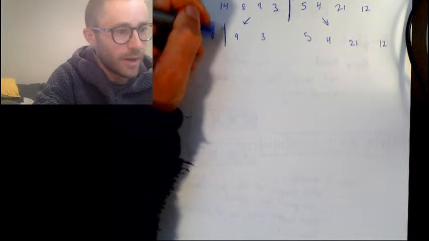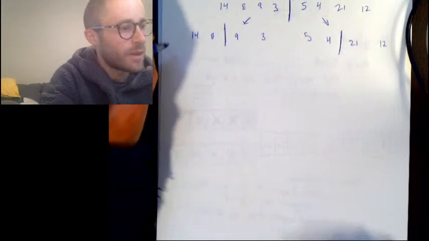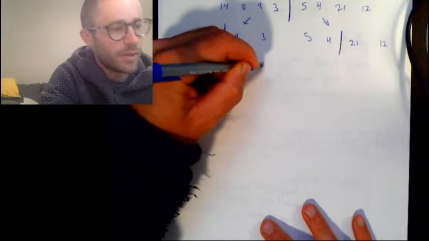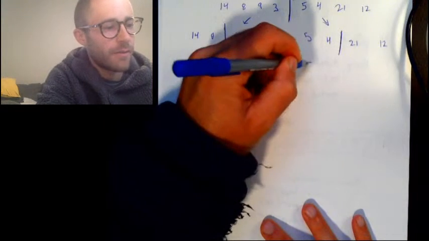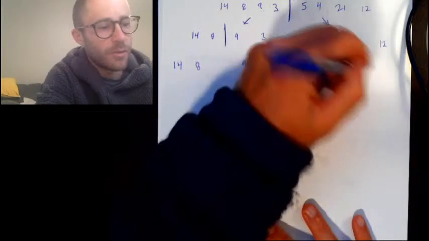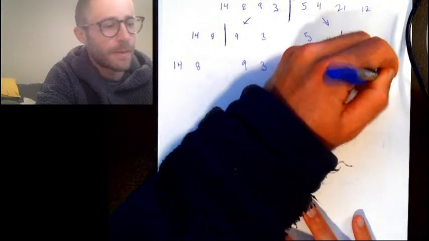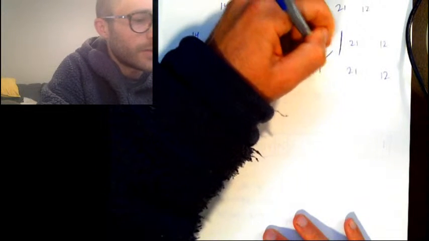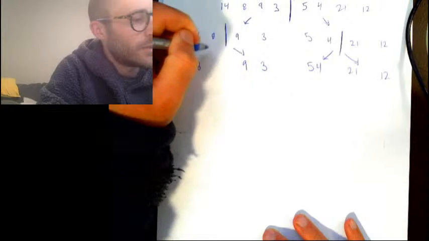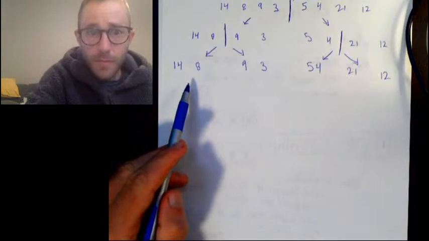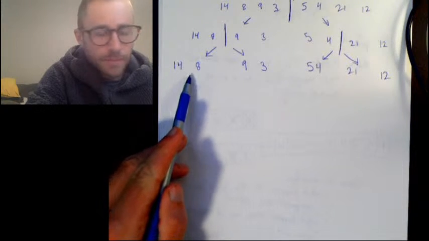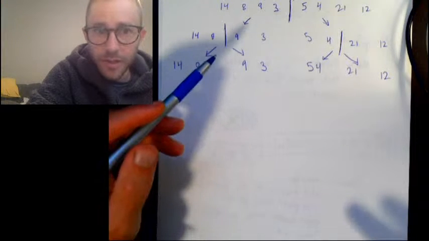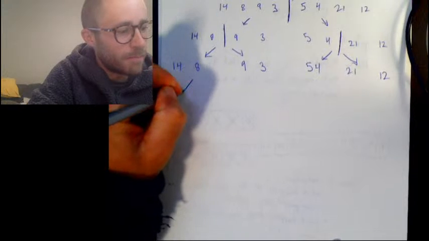So I split this one in half. I split this one in half. So now I have 14, 8. I have the array 9, 3. I have the array 5, 4. I have the array 21, 12. Okay, so I did this and this and this and this. Again, now I have 4 arrays. Each one has length 2. That's not the base case yet, so I have to split them up again.